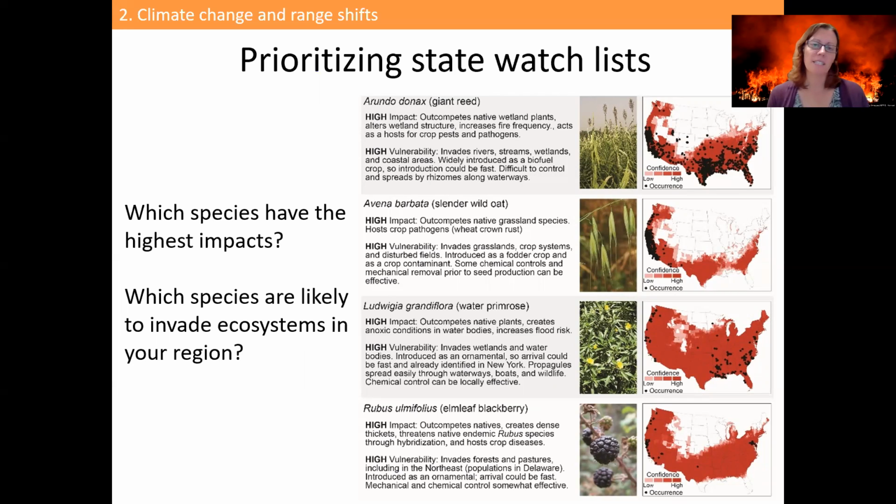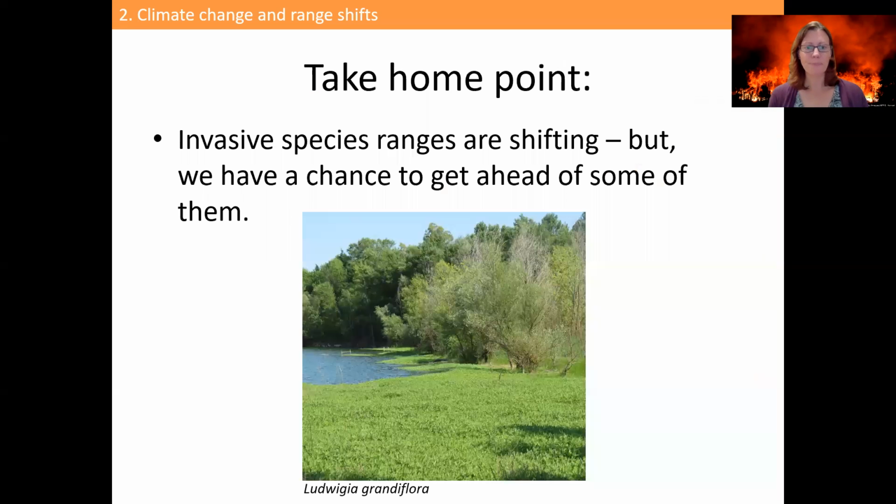So just some examples of ongoing research that we've been doing here at UMass that are trying to incorporate climate change into the way that we as researchers and as policymakers and as managers are thinking about what comes next. What should we be looking out for?